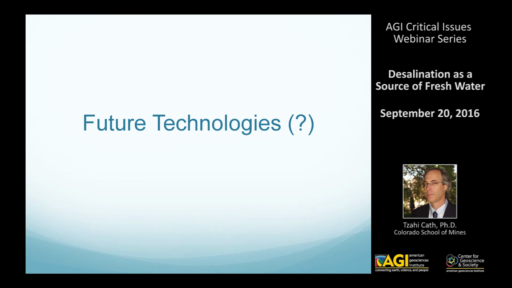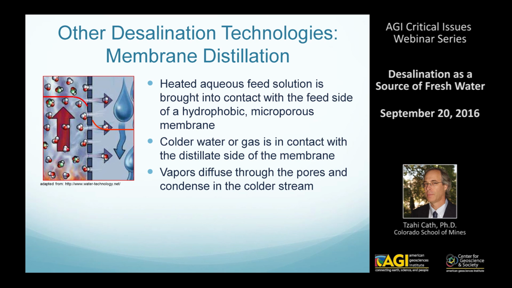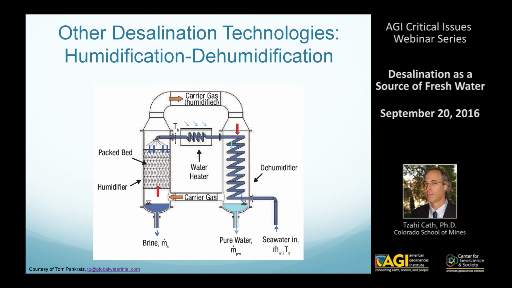And quickly into future technologies, just an example of a few of them: membrane distillation, a process using very hydrophobic membranes, Teflon or polypropylene, with small pores that allow vapor to go through, but not the water. There's a lot of research going on all over the world trying to promote this technology. Humidification-dehumidification is a process taking advantage again of waste heat or low-grade heat sources to recover humidity from air.